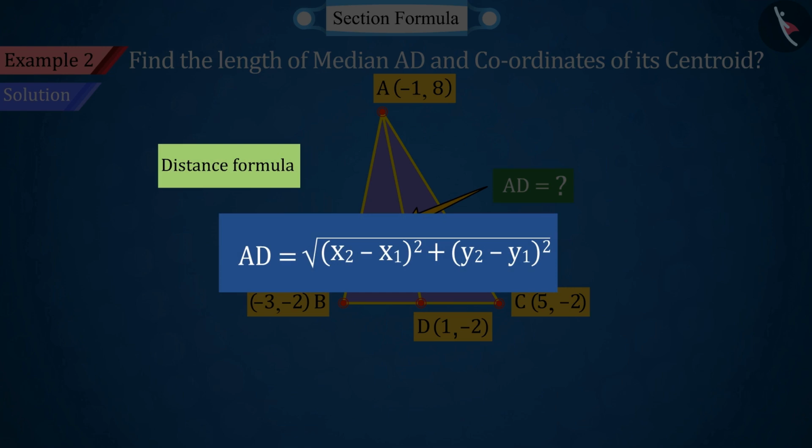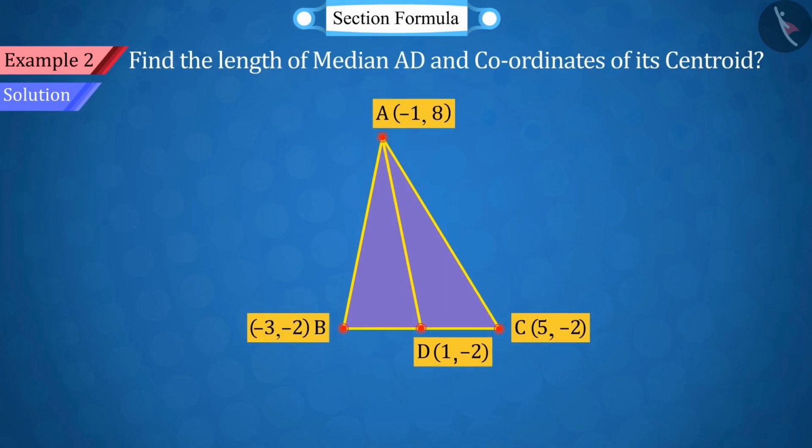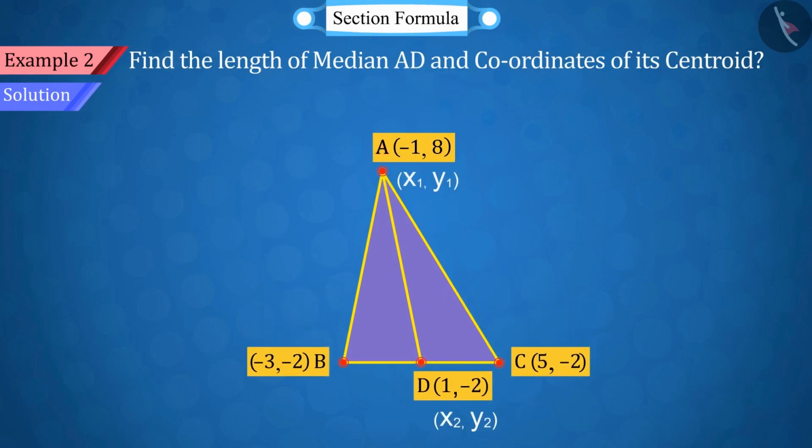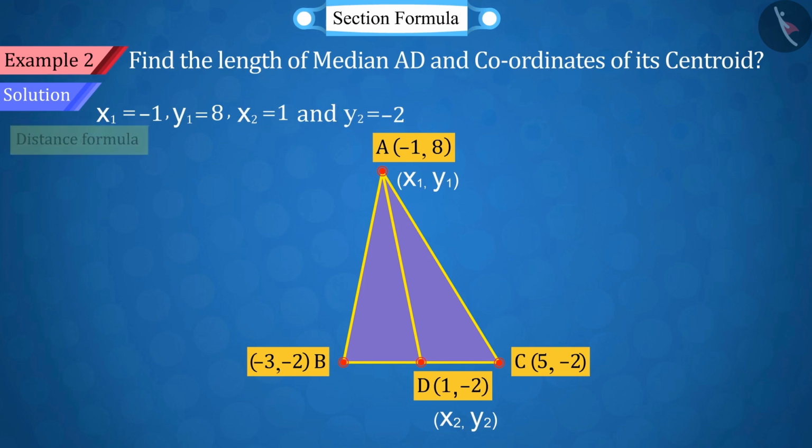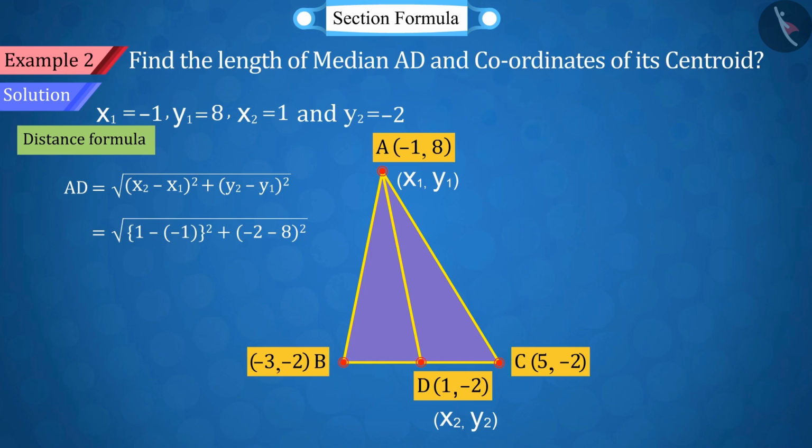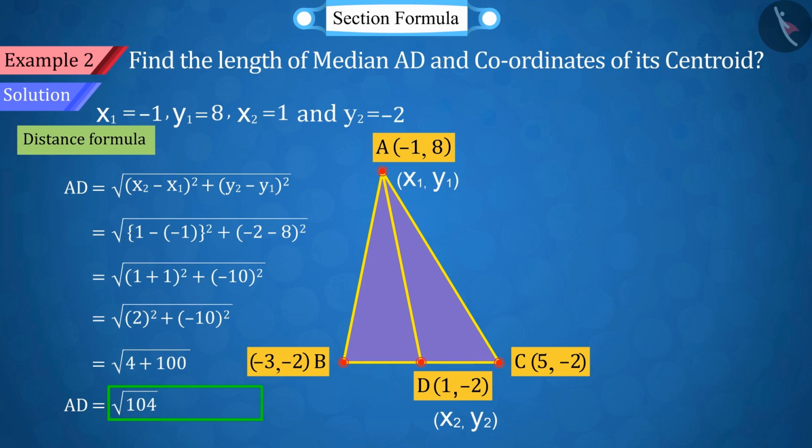Well done. Here we use the distance formula between 2 points, where the coordinates of point A are x1 equals -1, y1 equals 8 and point D are x2 equals 1, y2 equals -2. The values of x1, y1, x2 and y2 are placed in the distance formula, solving which, the value of AD is under root 104 units.